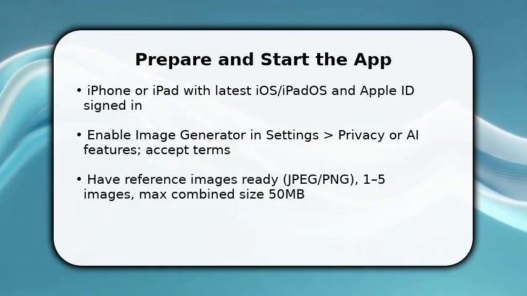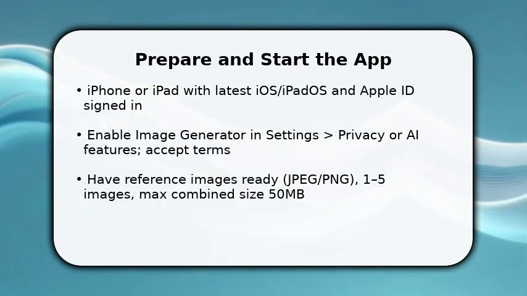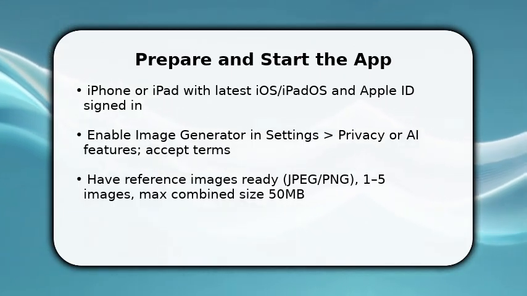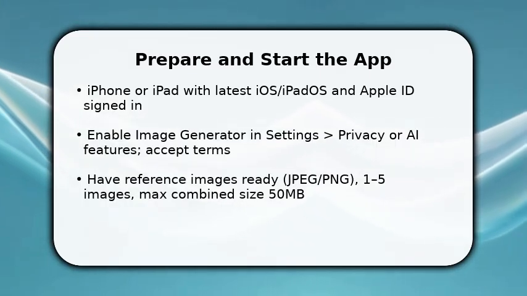Next, open Photos and pick 5 reference images. Once done, tap Share and choose the image generator extension. Make sure to allow camera and photos access when prompted, because without those permissions, the generator can't analyze your inputs.